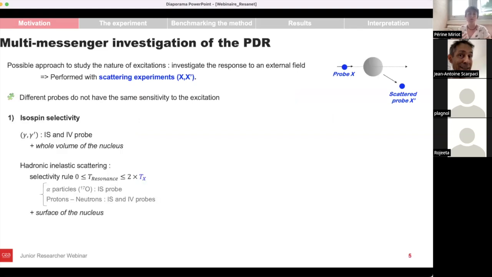So the first one concerns the isospin selectivity of the probes. For instance, if we consider the gamma prime scattering reaction, it is a probe which is sensitive to both isoscalar and isovector excitation, and which is moreover sensitive to the whole volume of the nucleus in the excitation. On the other hand, hadronic inelastic scatterings are probes which are sensitive more to the surface of the nucleus, and which have a selectivity rule regarding the isospin of the resonances that can be populated.